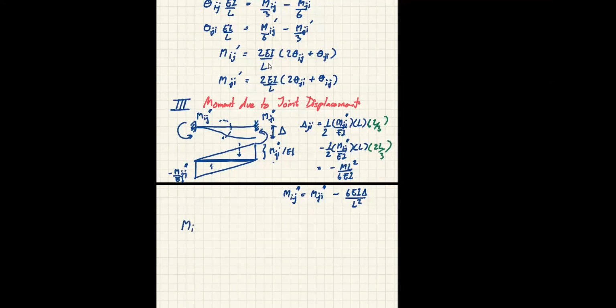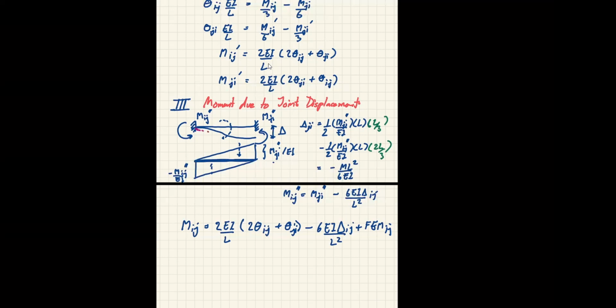So now we can write Mij by adding everything up. You're going to have 2EI over L coming from this one, 2EI over L, 2 zeta ij plus zeta ji, minus 6EI delta, I should say delta ij or ji, just the same, right? Over L square, plus FEM ij.